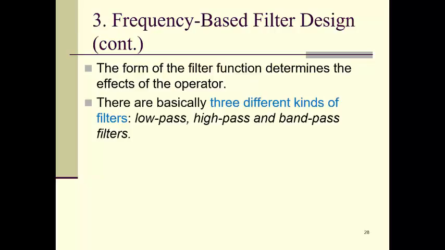Here it says that the form of the filter function determines the effect of the operator. So there are basically three different kinds of filter. We have the low pass filter that will allow the low frequency components to pass and suppress the high frequency components. We have the high pass filter, which is the opposite. And we have the band pass filter that suppresses some of the low frequency components and some of the high frequency components. Okay? So this band pass filter can be used, for example, if I want to remove the noise and at the same time keep the information about edges.